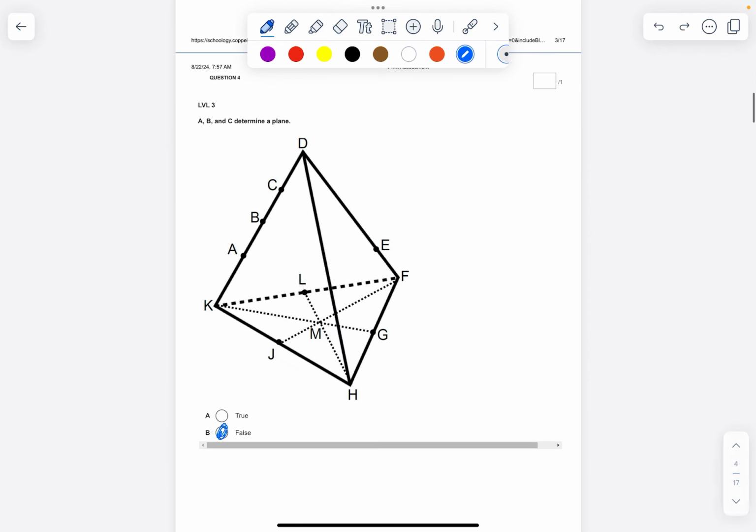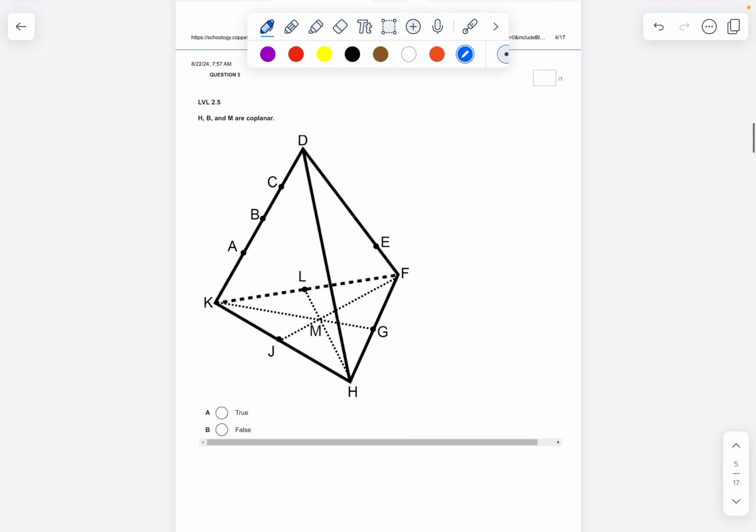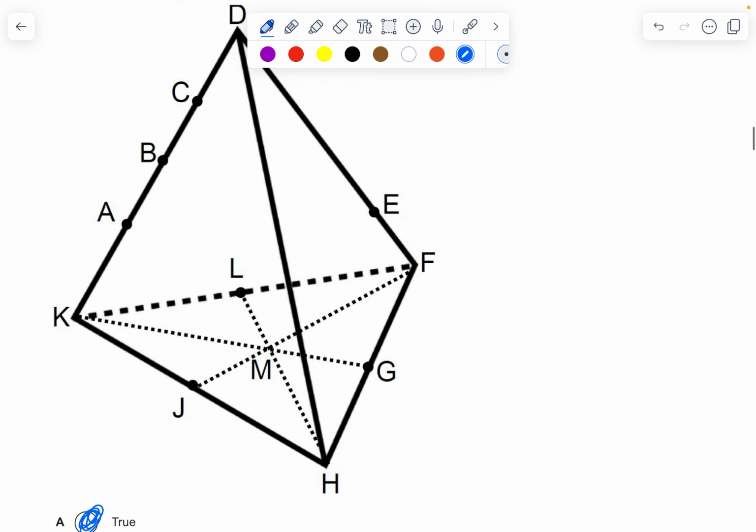A, B, and C determine a plane. That's false, just for the exact same reason we just talked about. They're in a line. To determine a plane, you need to make a triangle. If you make a triangle, only one plane hits you. If you're in a line, infinite planes hit you. False. H, B, and M are coplanar. Do not need a picture. Same thing, but let's just, for giggles, let's look.